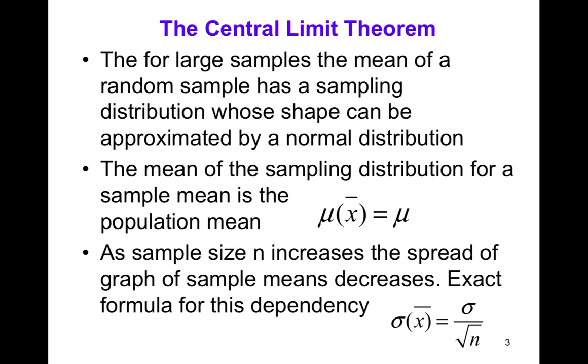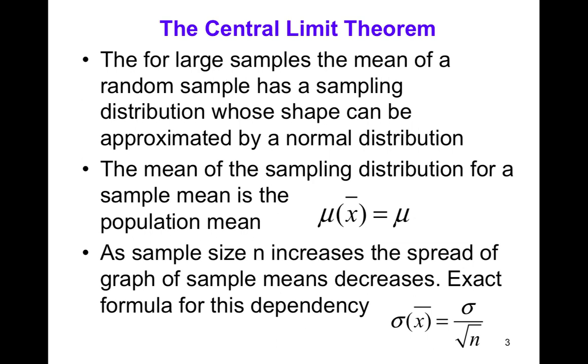There are some important parts of the central limit theorem. One has to do with its being normal. In other words, the sample size has to be large for sample means to be normally distributed. The other has to do with the population mean. The mean of the sampling distribution is the same as the population mean itself.